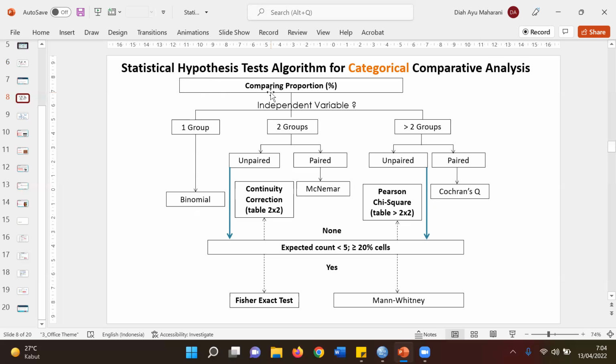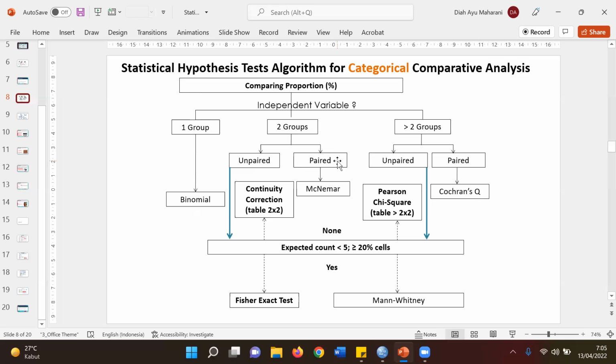The same thing, we have to think about whether the categorization has only two groups, such as gender, female and male, or more than two groups, such as education, like lower, mid, and high school. And then, as well, we have to look at whether the data are unpaired or paired. Unpaired means, for example, you want to know whether there is a difference in educational attainment between genders.